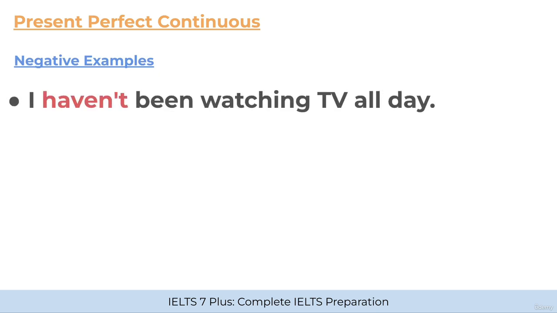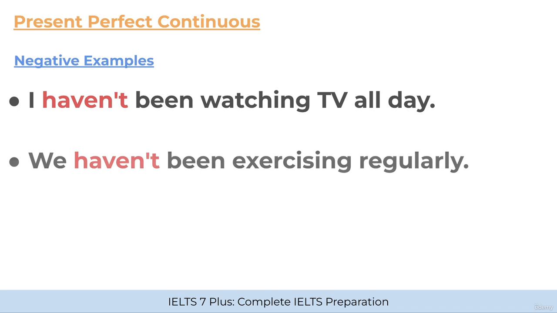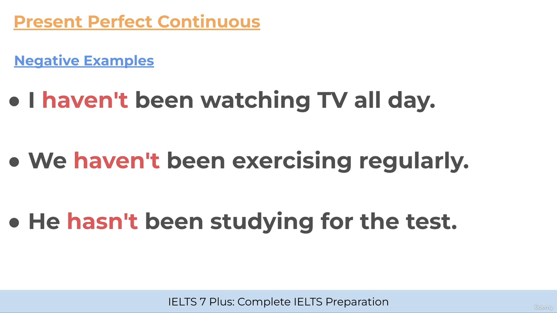We want to say things like, I haven't been watching TV all day. If you wanted to switch that back to affirmative, you could say, I have been watching TV all day. We haven't been exercising regularly. He hasn't been studying for the test. Okay, so I've just highlighted that contracted form of the auxiliary verb and not. That's what you want for your negatives.